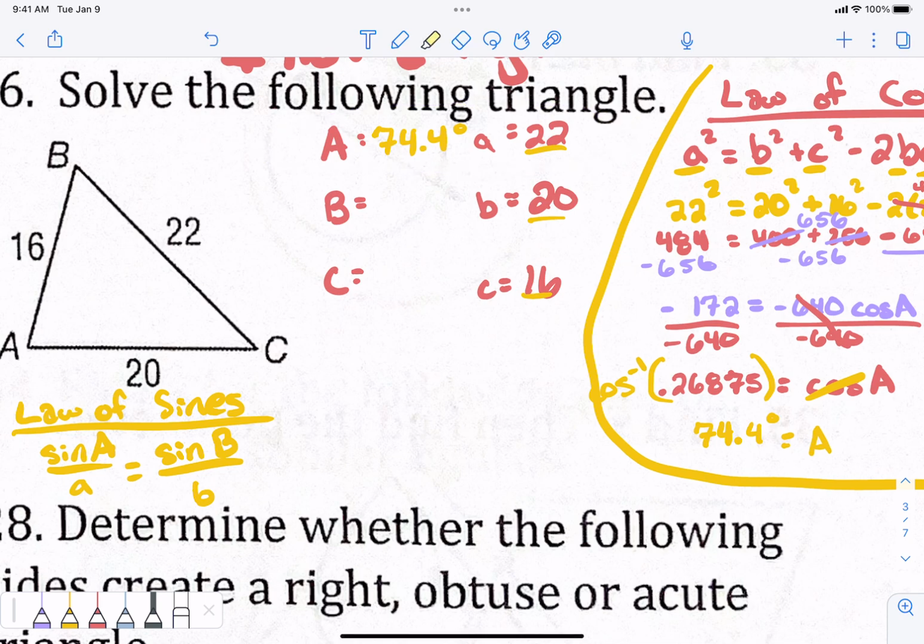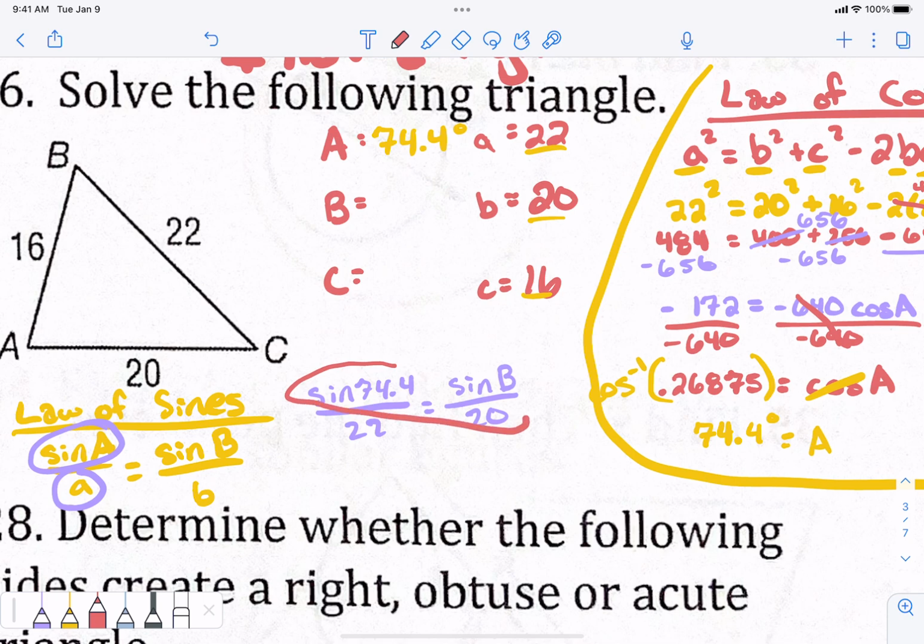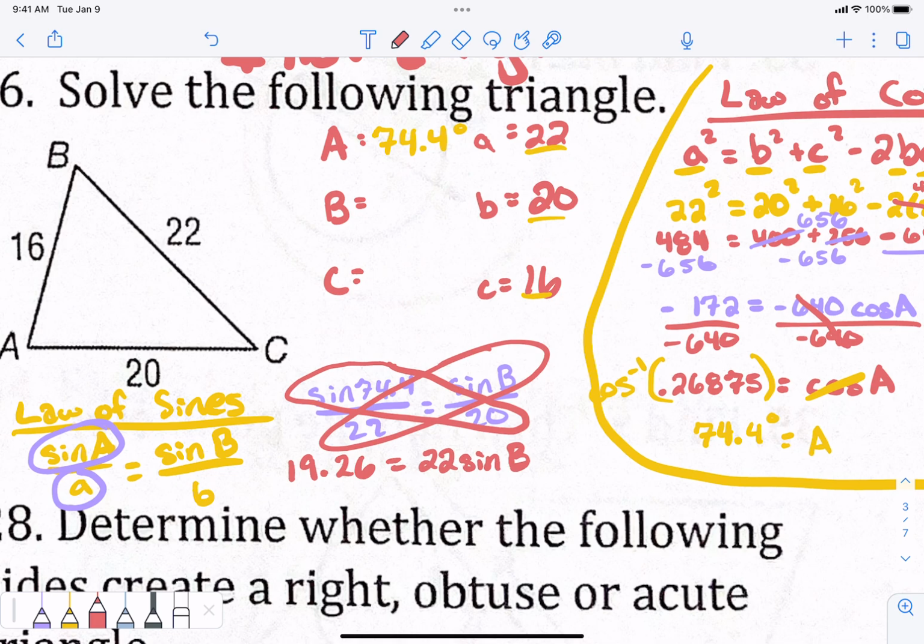So here we go. I'm going to do sine A over A, so that would be sine 74.4 over 22 equals sine of B over B is 20. Okay, and now I have this, and now I can cross multiply, divide. So I'm going to multiply these two together. 20 times sine of 74.4. 20 sine 74.4. And I get 19.26, something like that, equals, and I'm going to take 22 times sine of B. I'm going to write that down because I can't do that in my calculator because there's a B there.